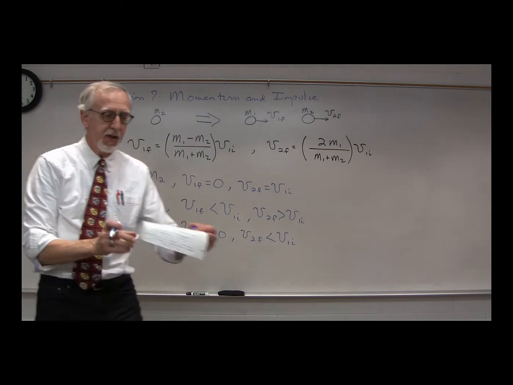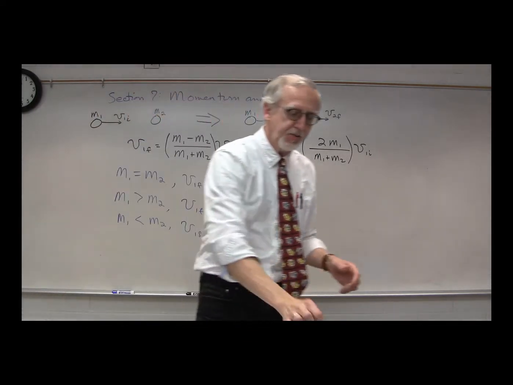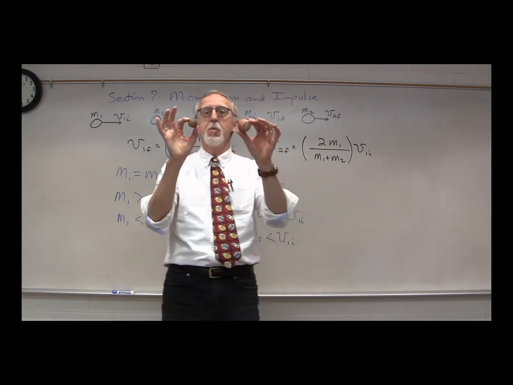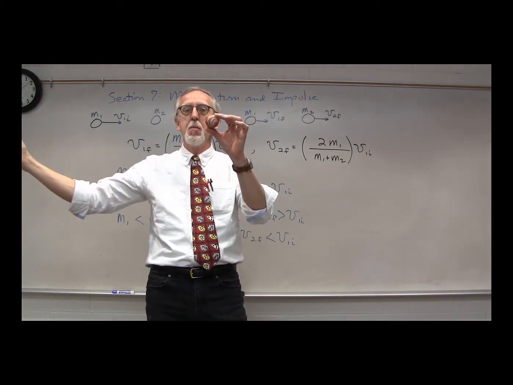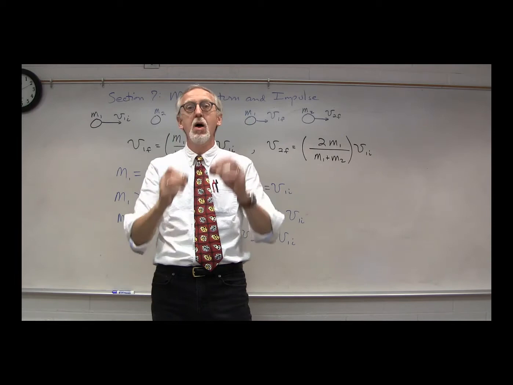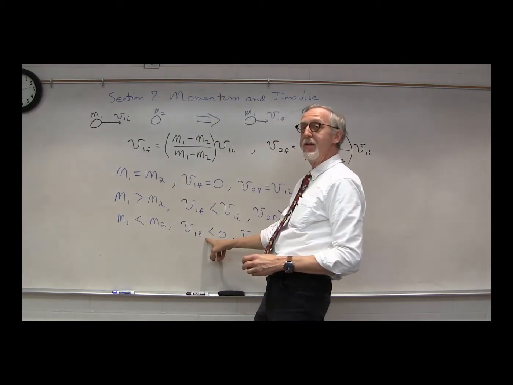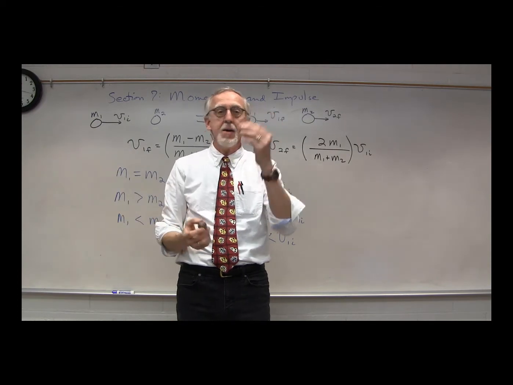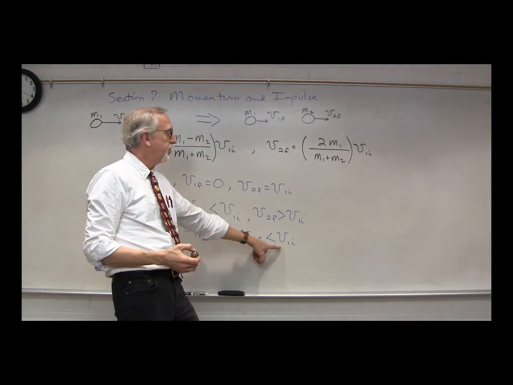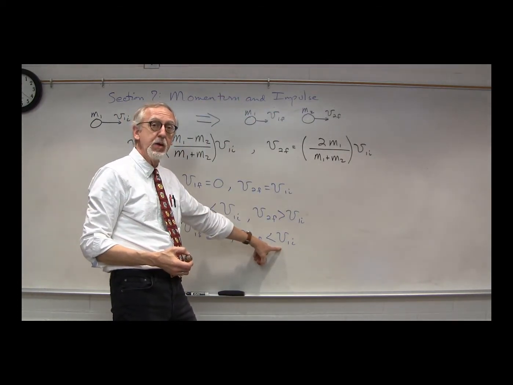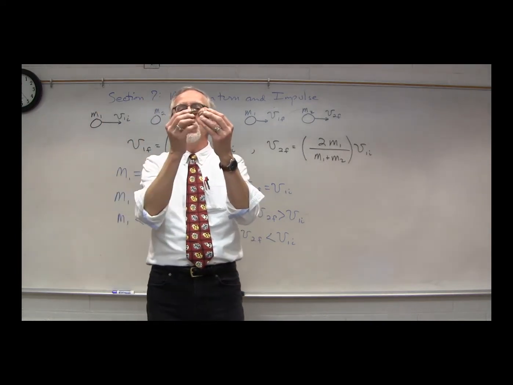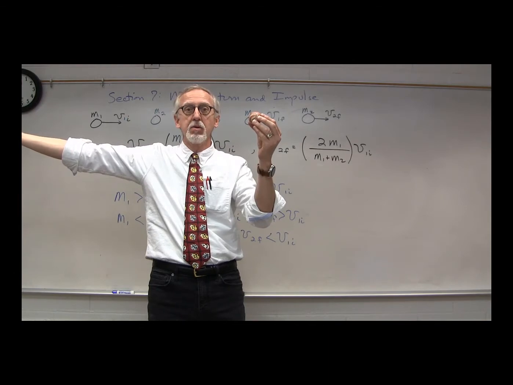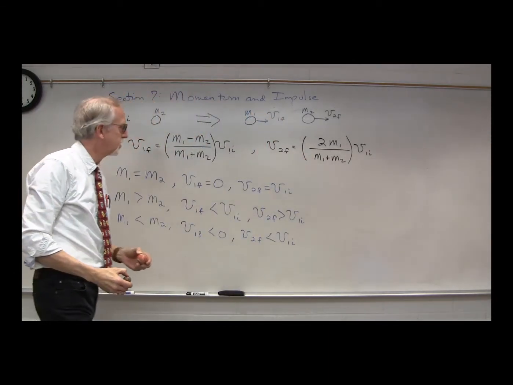So what does that look like? Well, in that case, we have M1 smaller than M2. So what happens? M1 comes in, hits M2, and does what? It ends up with a negative velocity, so it's going to bounce backwards, while M2 moves off slower than V1 initial. So M2 goes off slowly while M1 goes backwards. Well, that also kind of makes sense.